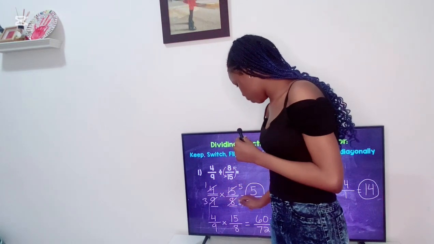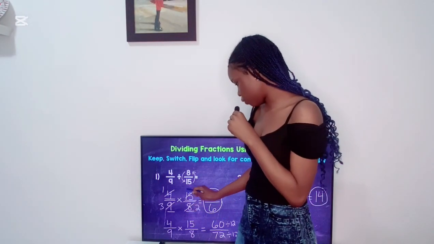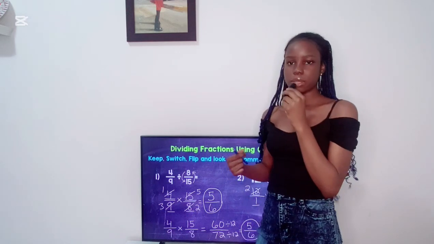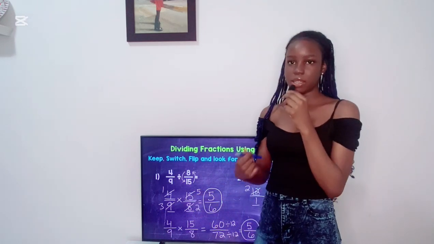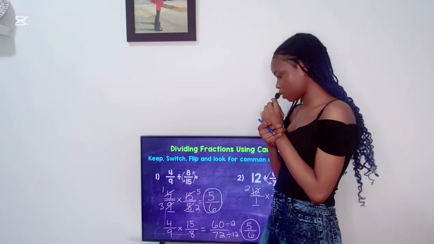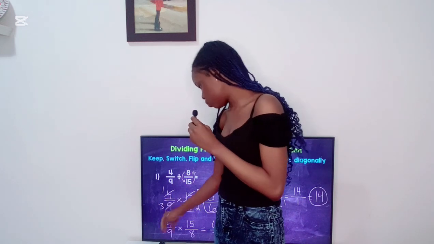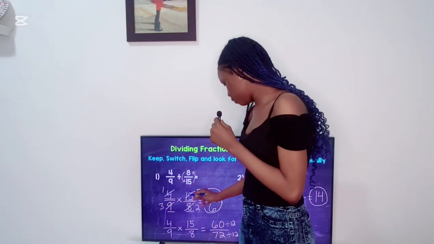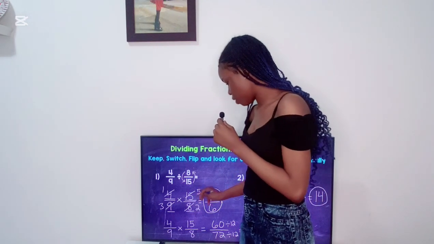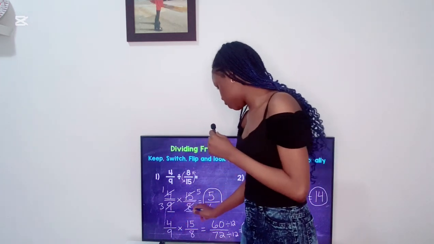Now we are left with 1 and 2 because we have found the common factor. But we're not done, because we still have to solve for 15 and 9. Which do you think is the highest common factor, or just a common factor, for 15 and 9? Well, we can use 3, right? 9 divided by 3 will give us 3. Then 15 divided by 3 will give us 5. So now we're left with 1 times 5 and 3 times 2.